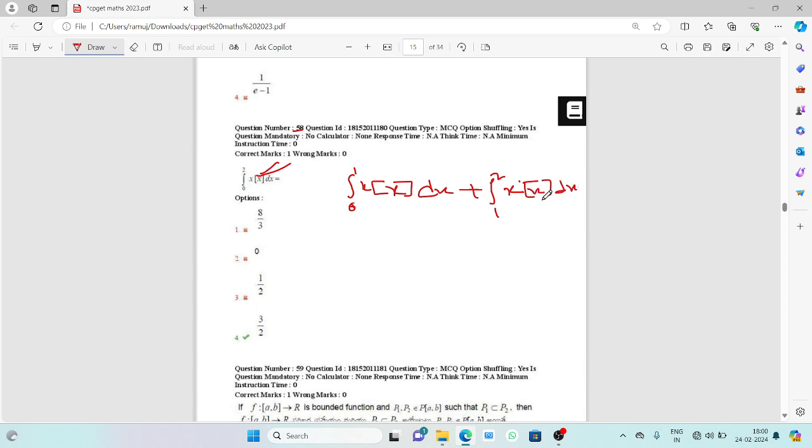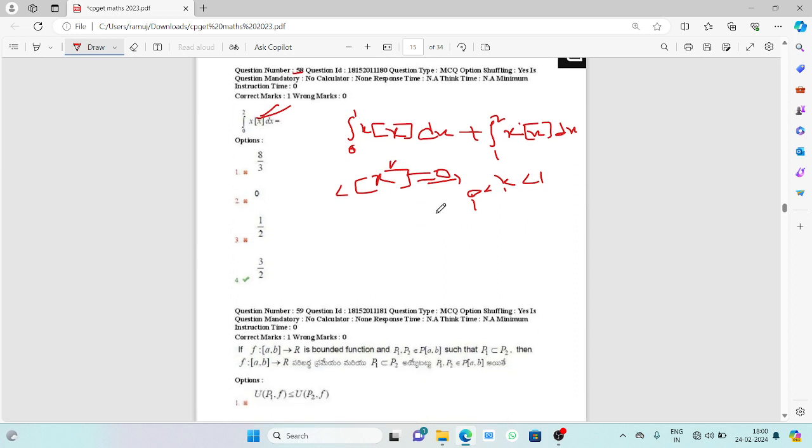Here we don't know the value of x, so I am writing it in the general case. The functioning value of the greatest integer of x in between 0 and 1 is always 0, whatever the value of x. If you take 0.5, it clearly goes to 0. That is the meaning of greatest integer. Similarly, if you take x in between the interval 1 and 2, the greatest integer value is 1.